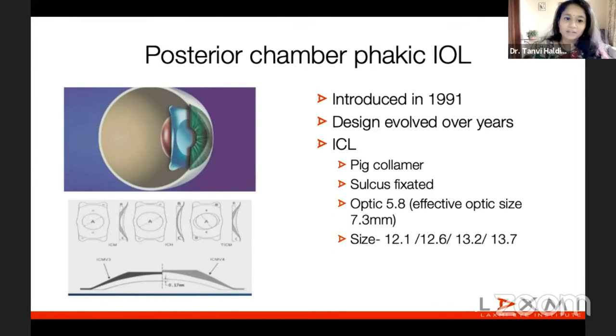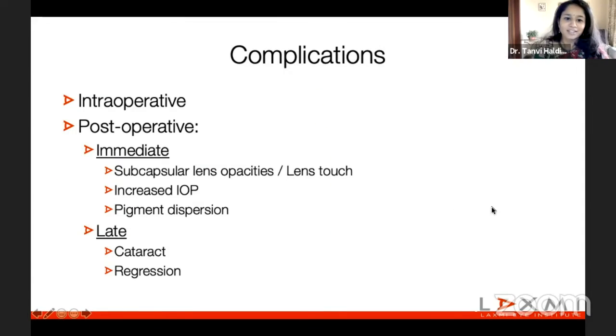And over time, it has had its own problems of increased cataract formation, pupillary block glaucoma. So then they came up with the newest design, which was with the central hole, and which was giving us increased vault in the lens to overcome these issues. And yet here we are discussing the complications of phakic lenses. Complications essentially can be intraoperative or postoperative.